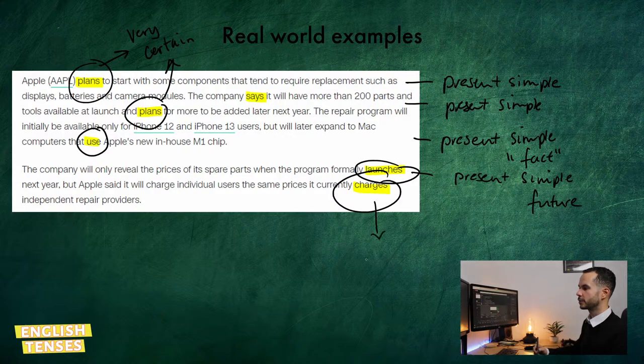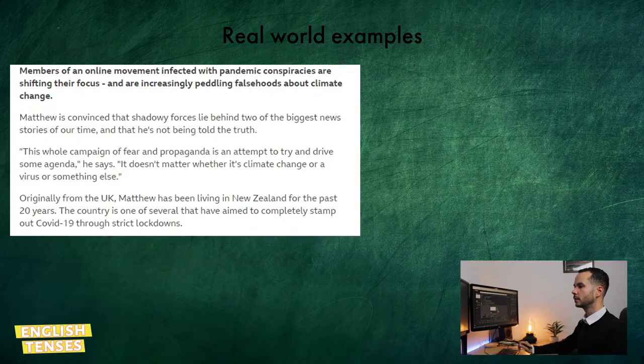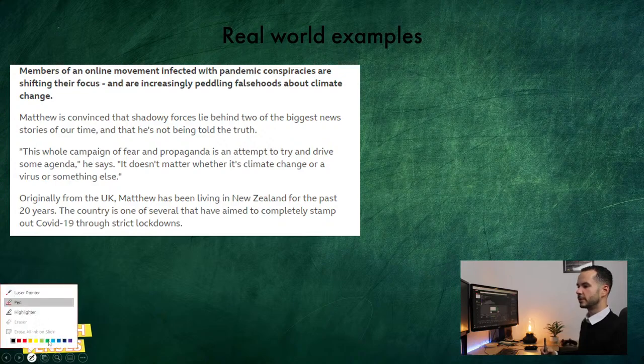And this "charges" is a fact or habit, right? They do this, it happens regularly, this charging, this happens all the time, right? It's a fact, it's a habit, it's just a general truth that Apple charges independent repair providers this amount of money. Right, so nice instances of present simple, and all have something either to do with a fact and general truth or a future. And this is an article from CNN. Now, this one is also from the BBC and it's related to coronavirus. So let's have a look at what it says.